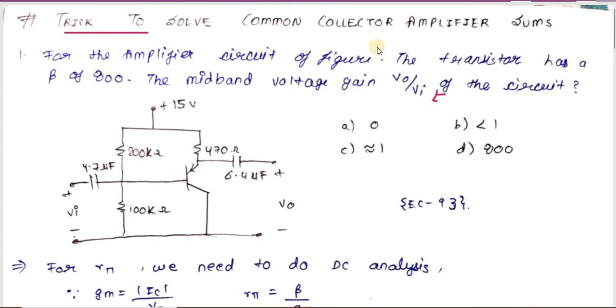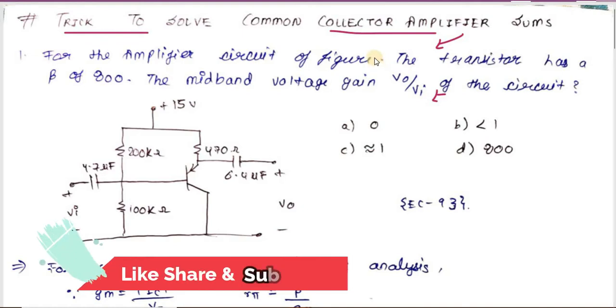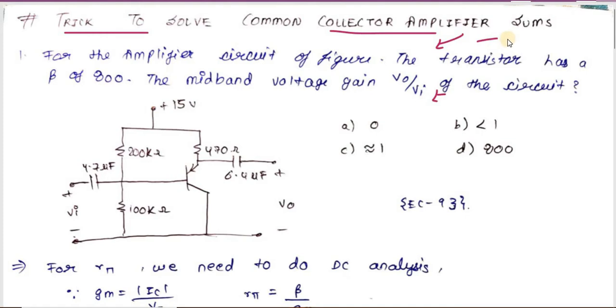Hello friends, today we are going to see the trick to solve common collector amplifier sums. Till now we have seen common emitter without RE and with RE sums, and now we are going to see the trick for common collector amplifier sums. In both videos we have seen how to use the RE model for CE with RE and CE without RE, and in this video also we are going to see how to use the RE model and save time.